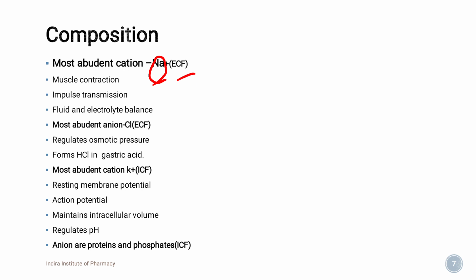So this sodium cation present in extracellular fluid plays a very important role in muscle contraction, that we have seen in the case of the neuromuscular junction and the sliding filament mechanism. Then it helps in the transmission of impulses from the brain. And the last, also a very important function of sodium, is fluid and electrolyte balance. So it helps in maintaining the fluid electrolyte balance of our body.